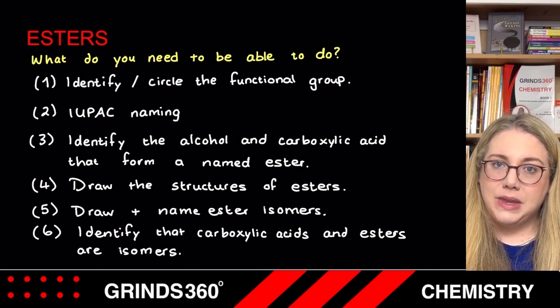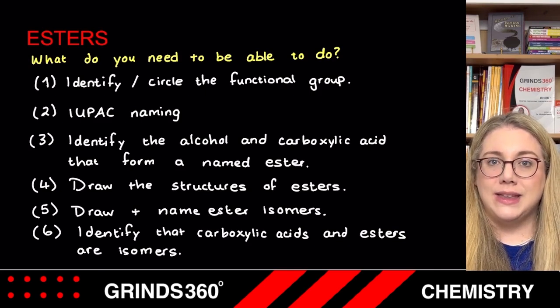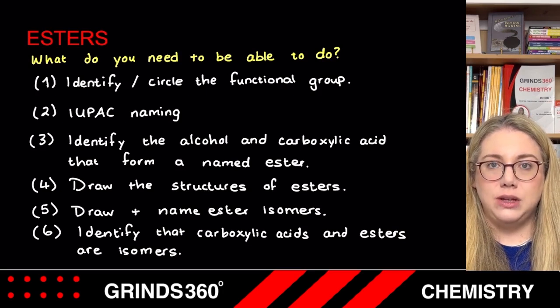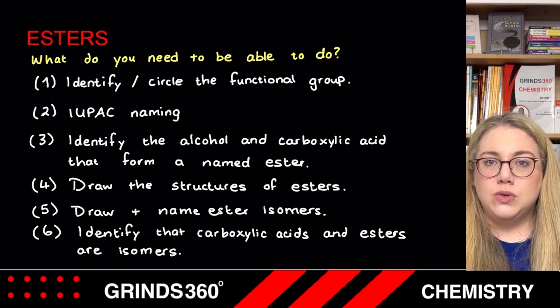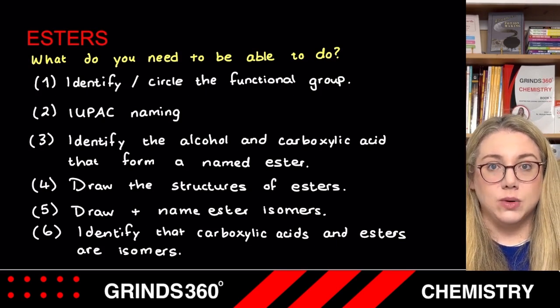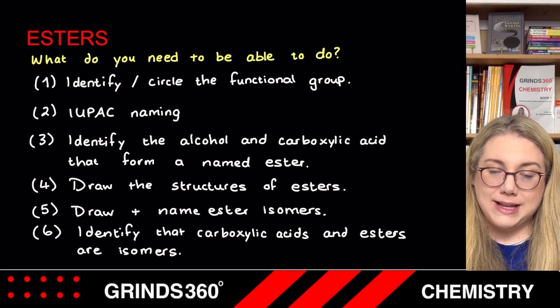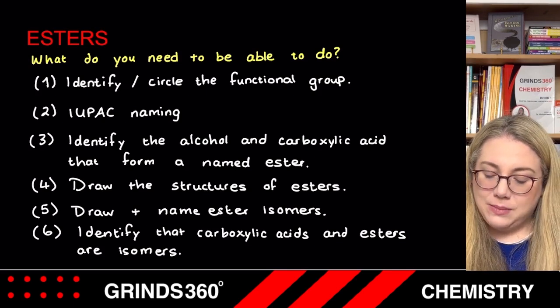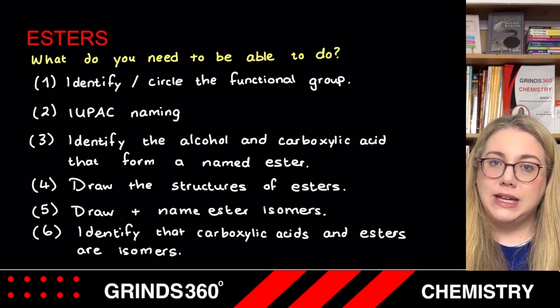Number 3, you need to be able to identify the alcohol and the carboxylic acid that formed a particular ester. How this will come up is the examiner will either give you the ester itself, either the name of it or the structure, and they'll ask you what alcohol and what carboxylic acid could be used to form this ester. Number 4, you need to be able to draw the structure of different esters based on their formulas or their names. Number 5, you need to be able to draw and name ester isomers. And then number 6, identify that carboxylic acids and esters are isomers of each other.